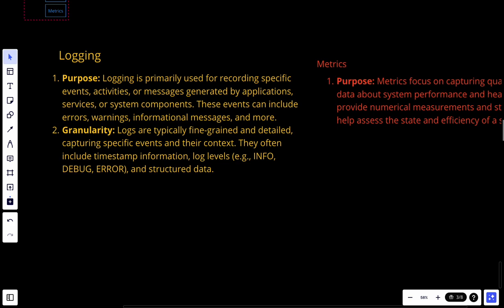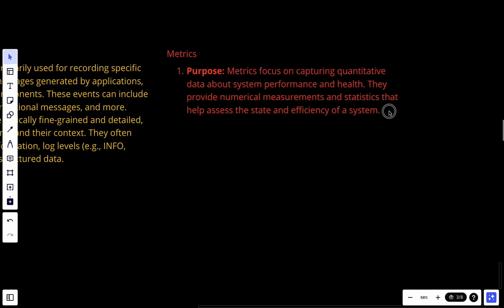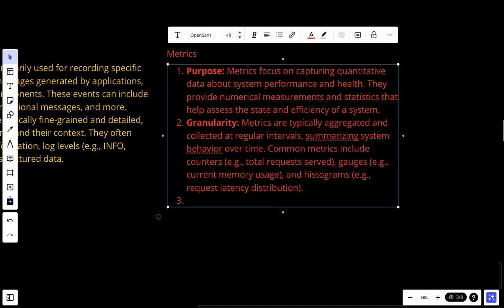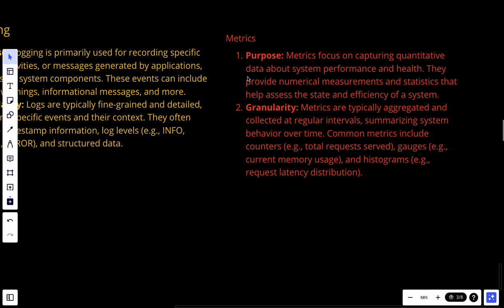And let's just talk about the generality of the actual metrics, and I guess this will be even clearer for you guys. So basically, the metrics are typically aggregated and collected at regular intervals, summarizing system behavior over time. Common metrics include counters, like total requests served, current memory usage, and histograms, like for example the request latency distributions. It's mainly high level stuff.